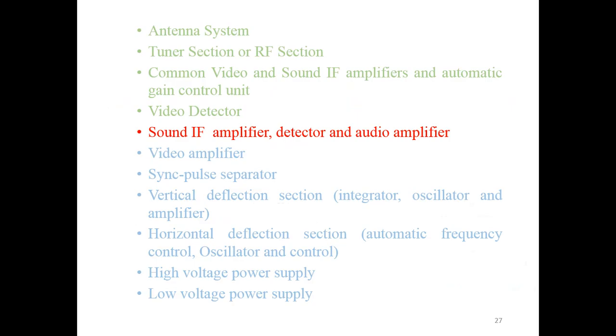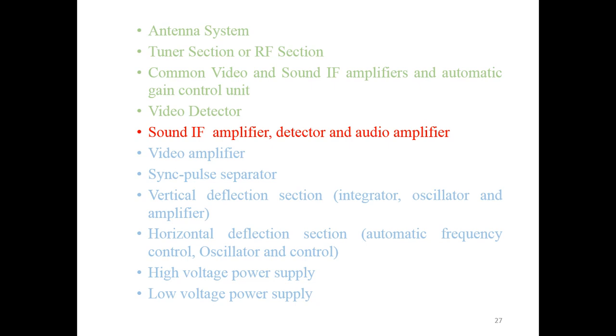In the last section, we have discussed the antenna system, tuner section, common video and sound IF amplifiers and automatic gain control unit, and the video detector. In this section, we'll discuss the sound IF amplifier detector and audio amplifier, video amplifier, synchronous pulse separator, vertical deflection section, horizontal deflection section, high voltage power supply, and low voltage power supply.